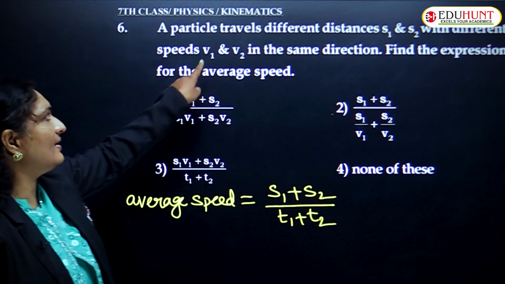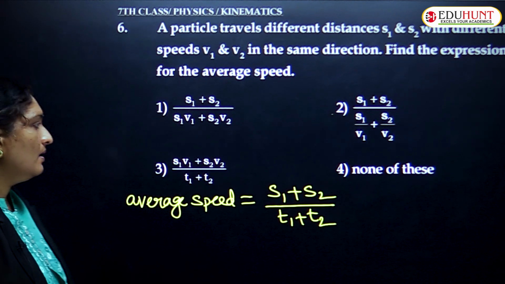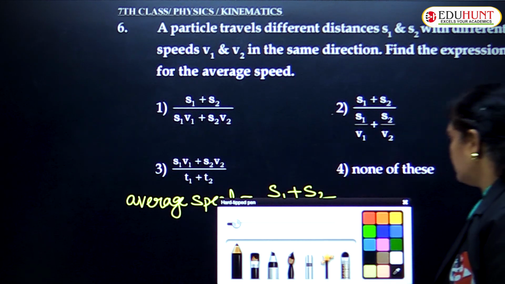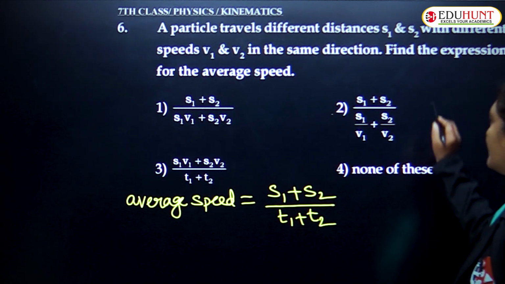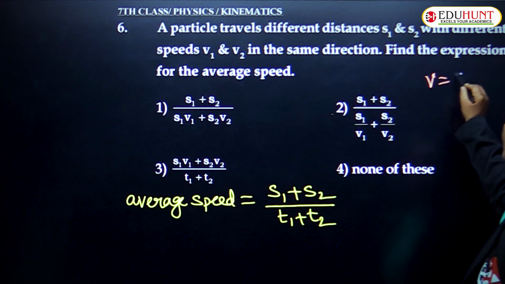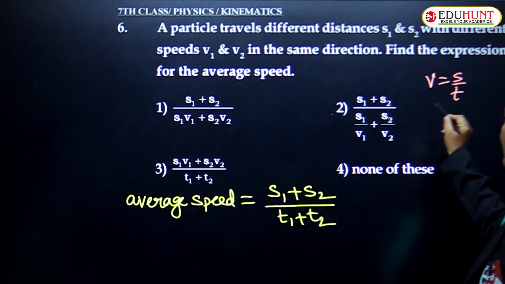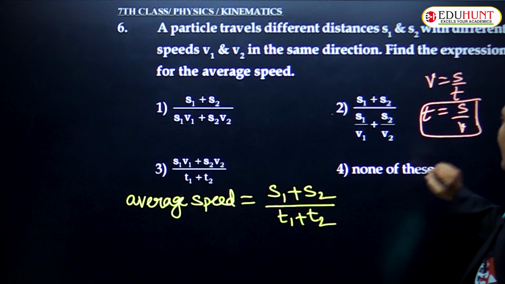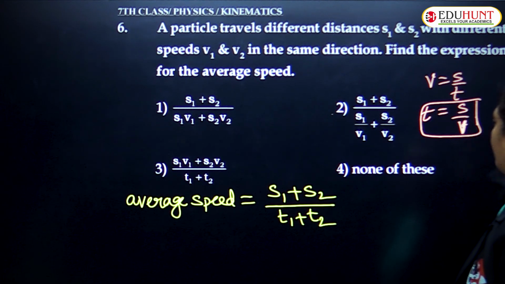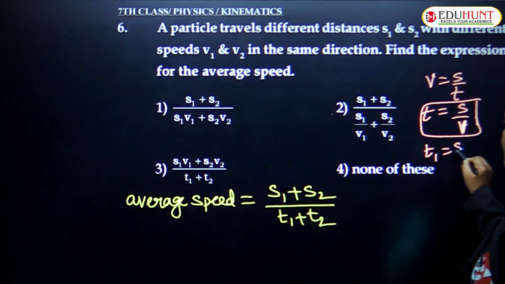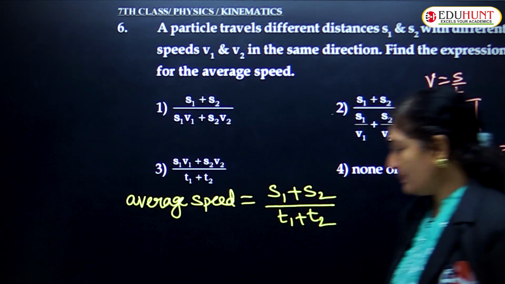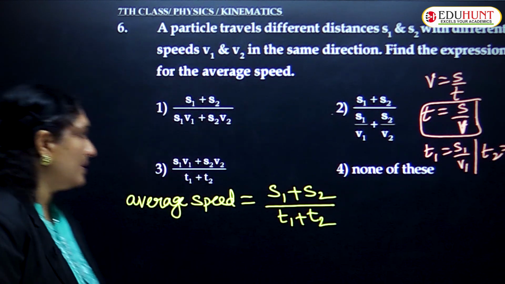But here they haven't given us T, they gave us V. So, it is our responsibility to convert T in terms of V's. Children, as we know, speed is equal to distance by time. So, time would be equal to distance by speed. Wherever we get a time, you can replace it with S by V. So, T1 would be equal to S1 by V1 and T2 would be equal to S2 by V2. Now, replacing with those values, how much are you getting, children?